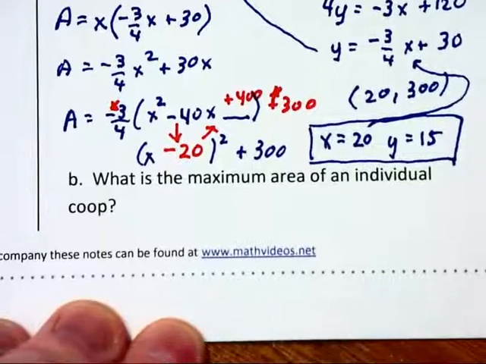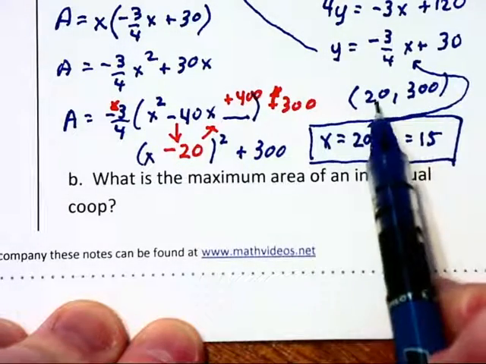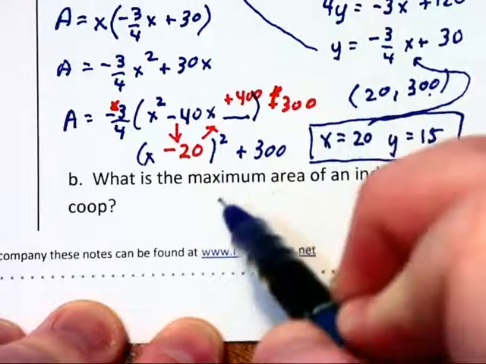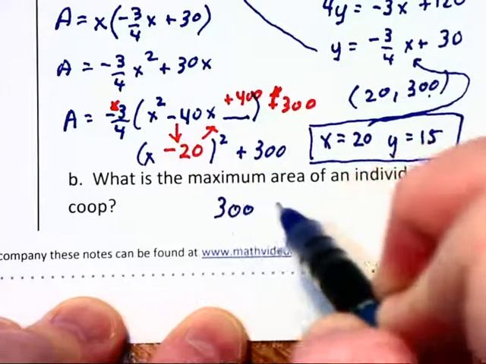And then what is the maximum area? This was x comma area, and so our answer here will be 300 square feet.